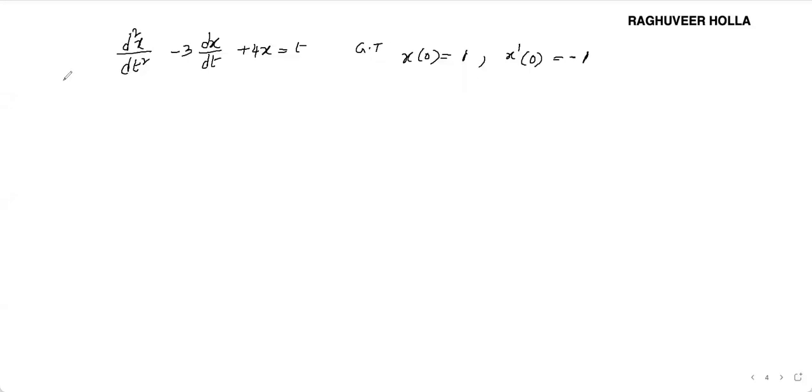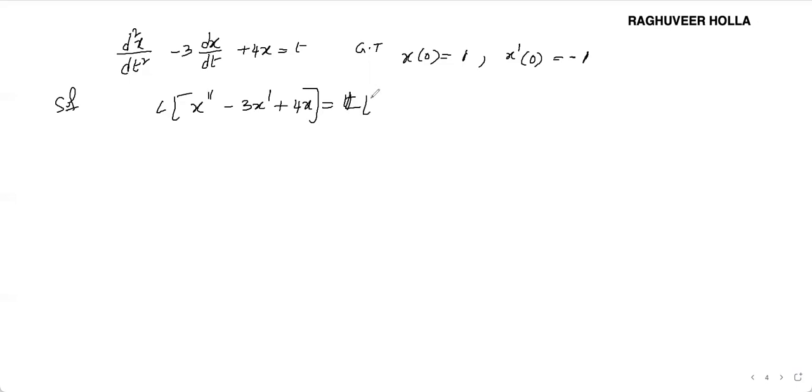Now let us use Laplace transform here to solve the differential equation, okay, which is d square x by dt square minus 3 dx by dt plus 4x is equal to t, given that x0, which is 1, and x dash of 0, which is minus 1. Okay, so let us solve that. So this can be written as x double dash minus 3x dash plus 4x is equal to t, right? Now Laplace transform on both sides.